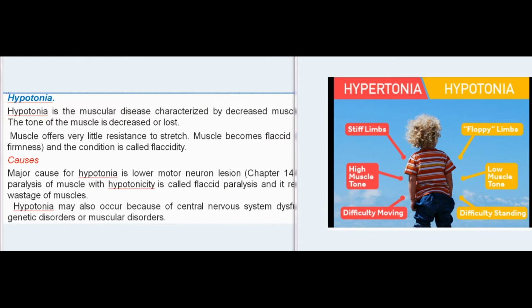Causes. Major cause for hypotonia is lower motor neuron lesion, Chapter 144. The paralysis of muscle with hypotonicity is called flaccid paralysis and it results in wastage of muscles. Hypotonia may also occur because of central nervous system dysfunction, genetic disorders or muscular disorders.